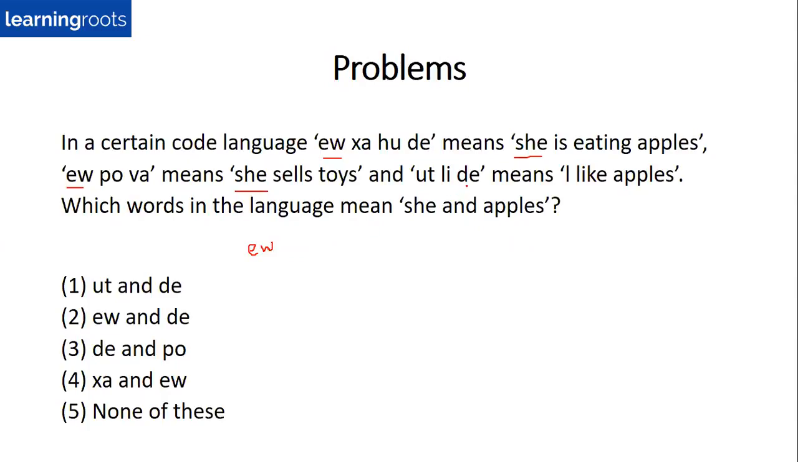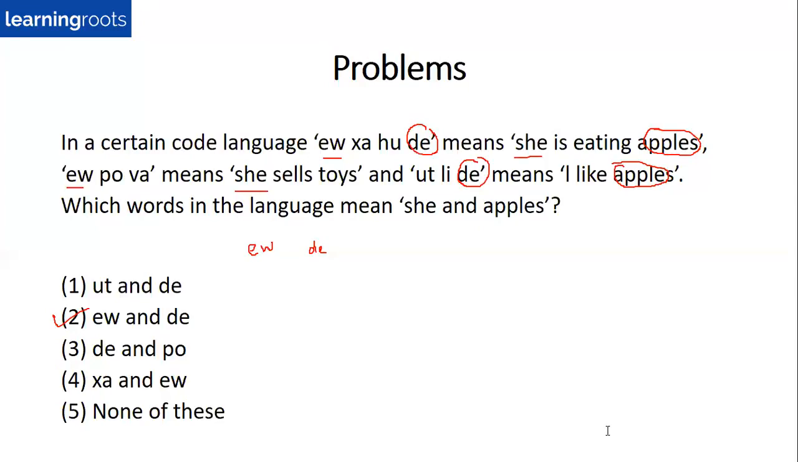The other thing that you need to find is they. So they is common between this code and this code. The other one is not common. So UT and LI is not common. And the common word is apples, right? So apples is going to be DE, and that's how you get EW and DE as the answer.